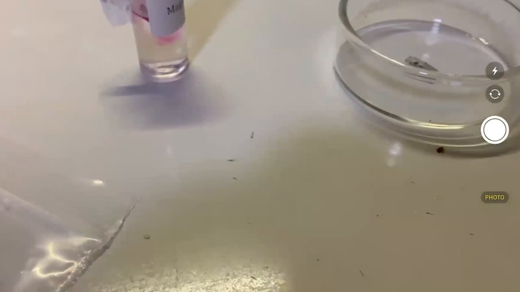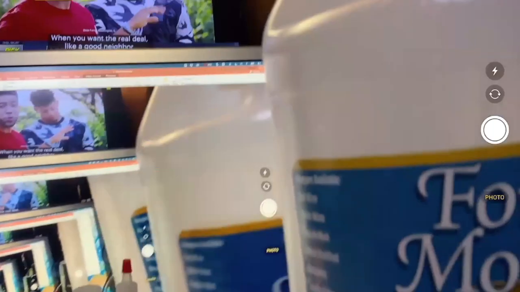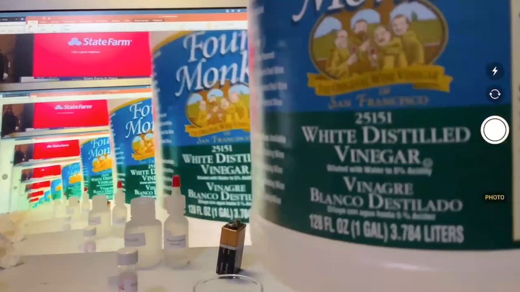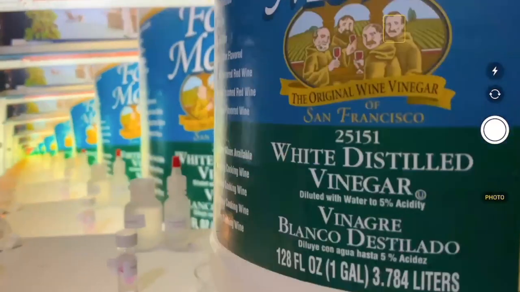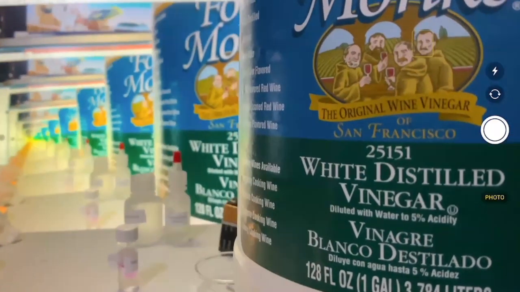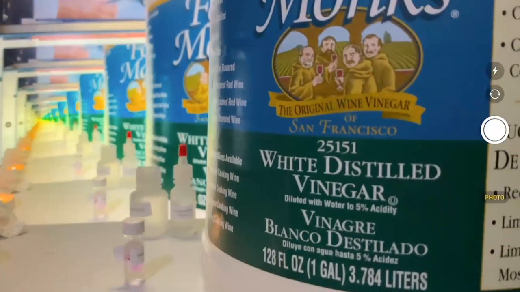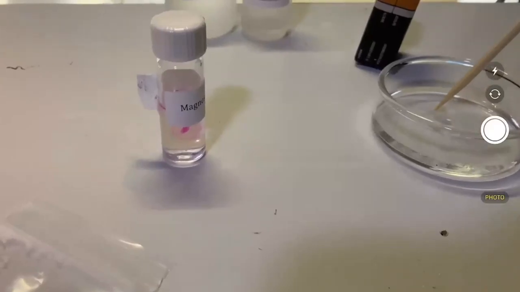So let's take a look at this right here with vinegar. The vinegar that I am going to be using is plain old Costco vinegar, okay? It's 5% acetic acid. You can see right here. And I'm just going to pour some of the vinegar into this Petri dish. Again, we're not using muriatic acid. We're just using the vinegar. And right away, it's bubbling.